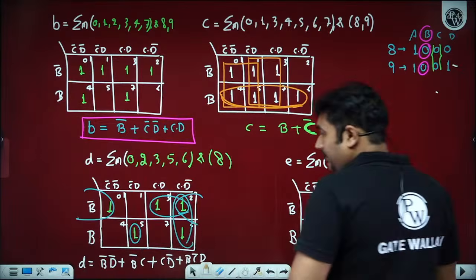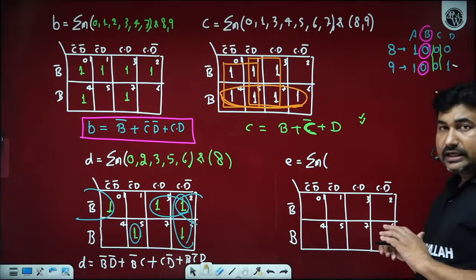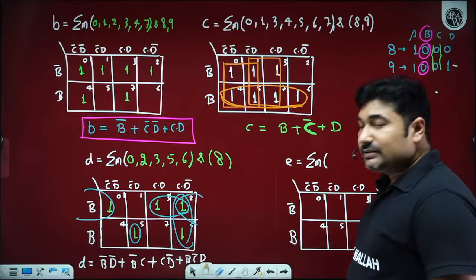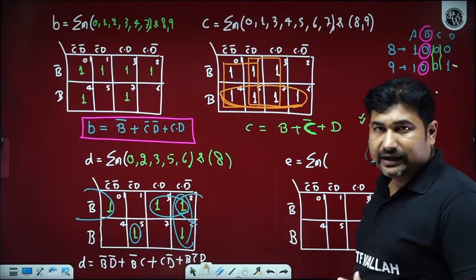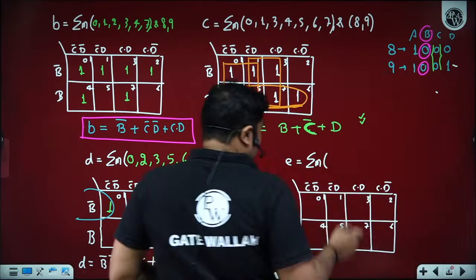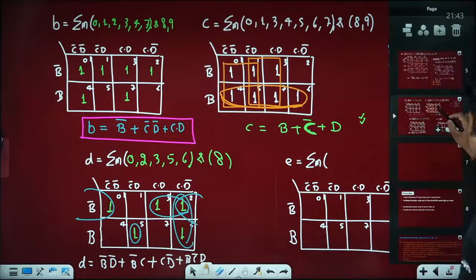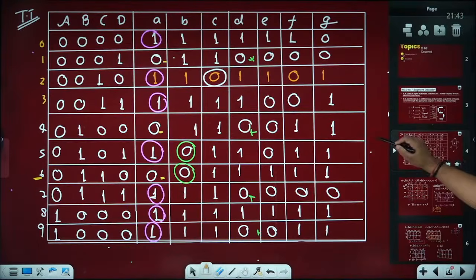So how many of you are able to understand? We need not take care of that octet. That is not going to form. Is it okay? How many of you now are able to understand? Similarly, you can do for E and F as well, E, F and G as well.